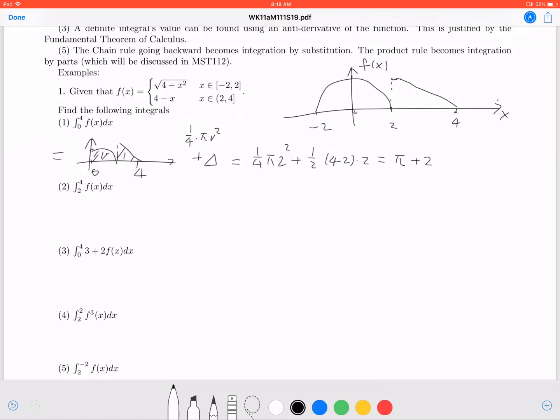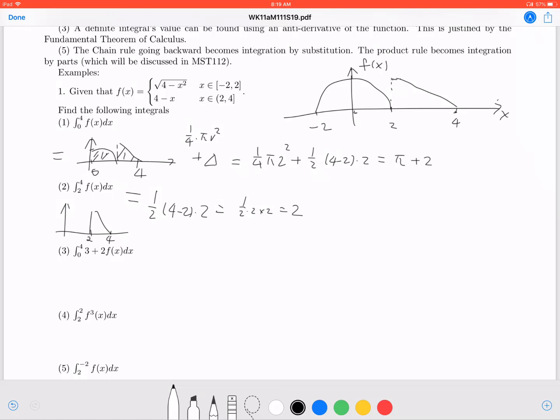All right, so now let's try between 2 and 4. Between 2 and 4, we just have a triangle over here, right? So this integral is simply going to be half base times the height, and that's 1/2 times 2 times 2, that's 2.